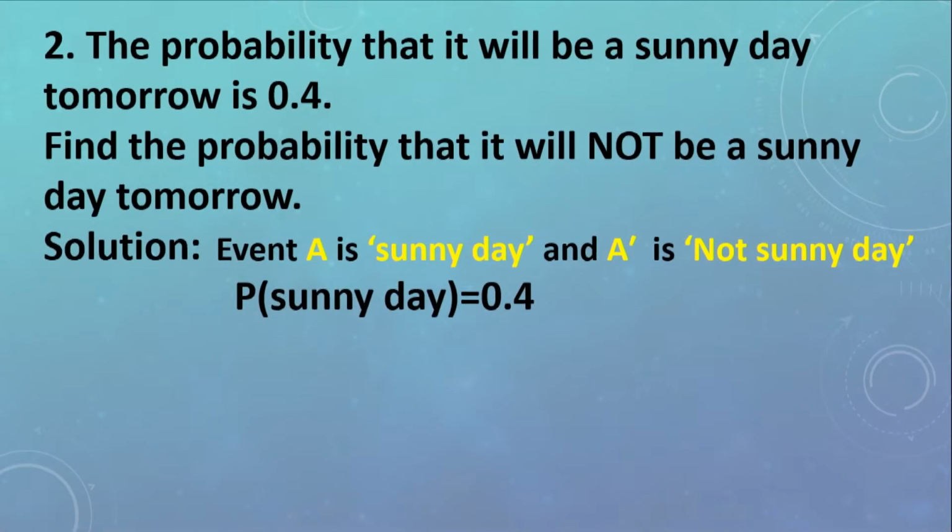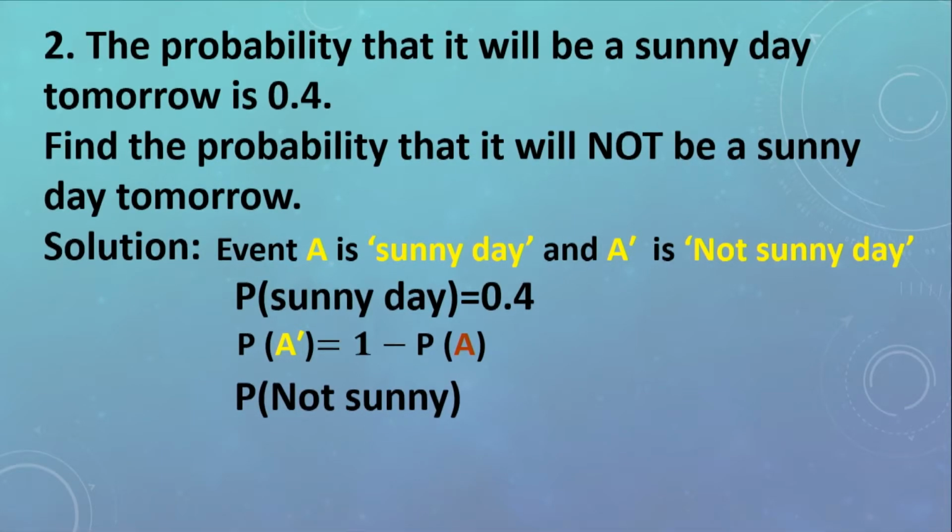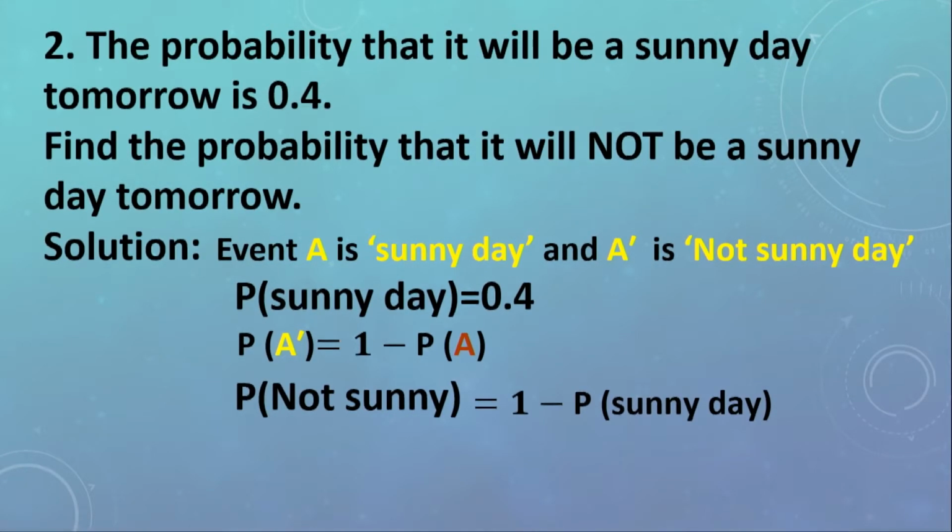Probability of having a sunny day is given as 0.4. We are going to use the formula probability A dash equals 1 minus probability of A. Here, A dash will be probability not a sunny day, equal to 1 minus probability a sunny day, equal to 1 minus 0.4, because probability a sunny day is 0.4. 1 minus 0.4 is, of course, 0.6.